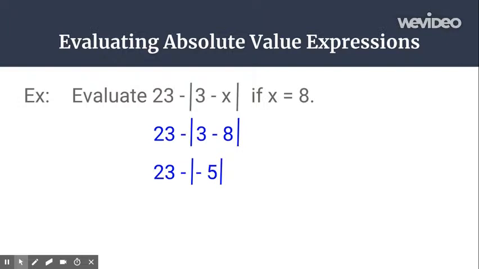Now we have to actually take the absolute value of negative 5, so this problem turns into 23 minus positive 5. Our last step is subtracting, and 23 minus 5 is positive 18.